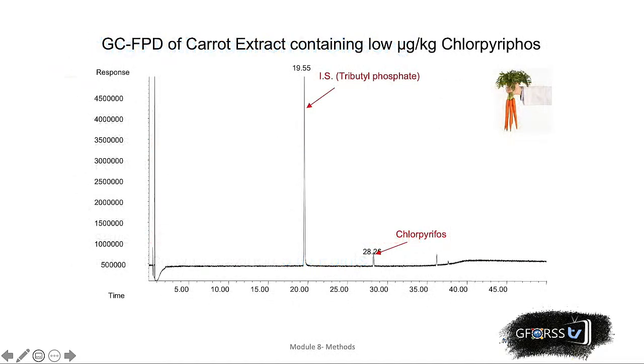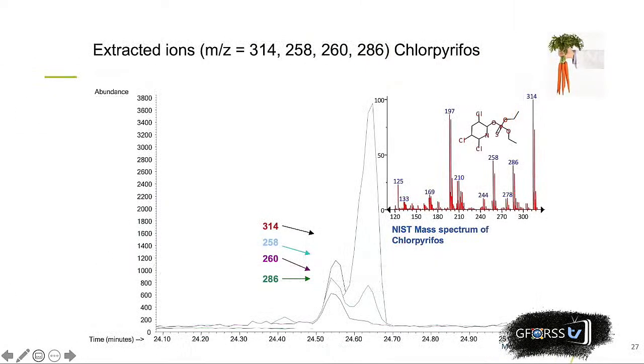In this second example, we are looking at GCFPD of a carrot extract containing low concentration of chlorpyrifos, another organophosphate pesticide. The GCFPD chromatogram shows a retention time of just over 28 minutes. Now we have the mass spectrum on the right and the 3 chromatograms from the single reaction ion monitoring for mass to charge ratios of 314, 258, 260, 286. The problem we see here is an interference with 2 of the ions.